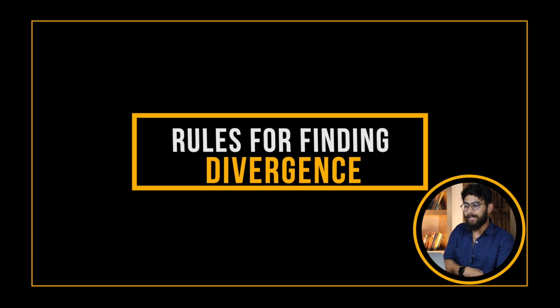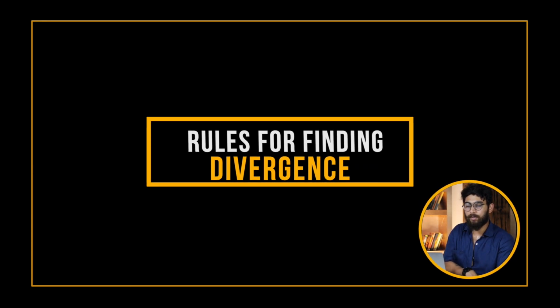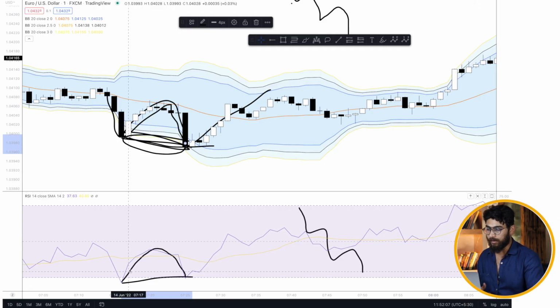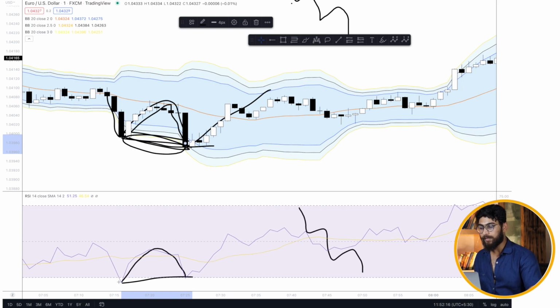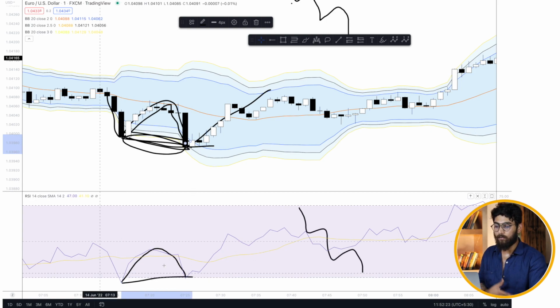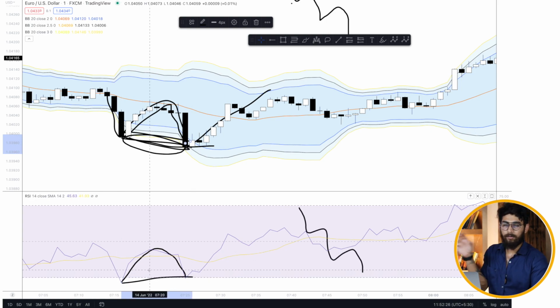Okay, now while finding the divergence, there is one very important rule that you need to follow. And that rule is the divergence should always form on the overbought or oversold level. Like in this case, this is the oversold level and this is the overbought level. So here the divergence is formed at an oversold level, that is at the level of momentum change. Okay, so only this kind of divergence we are going to use throughout this strategy.